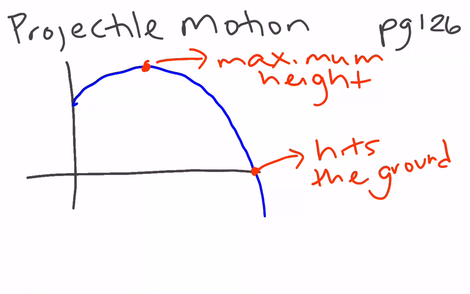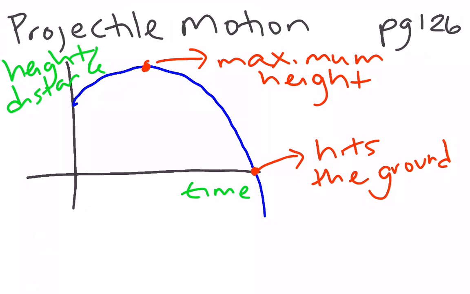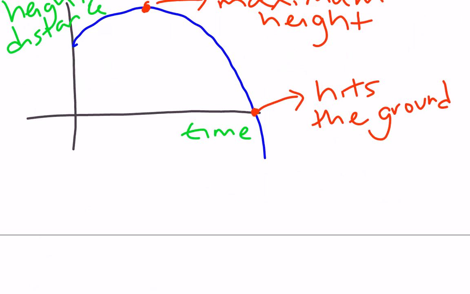What my axes are, the y is usually height or distance, and my x-axis is usually time. Now we're going to look at the key words so that I know whether I'm finding a zero or whether I'm finding the vertex.